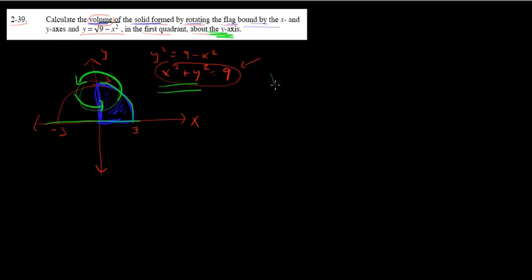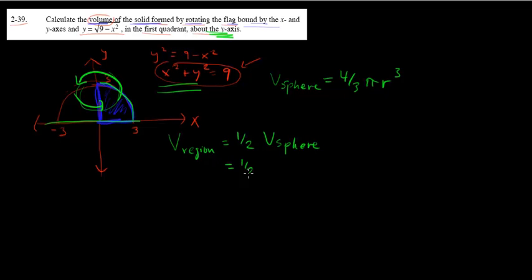If you don't remember, the volume of a sphere is equal to 4/3 pi r cubed, where r is the radius of our sphere. So if we look here, we have half of a sphere. So the volume of our region is equal to 1/2 times the volume of the sphere. So that's equal to 1/2 times 4/3 times pi times r cubed.